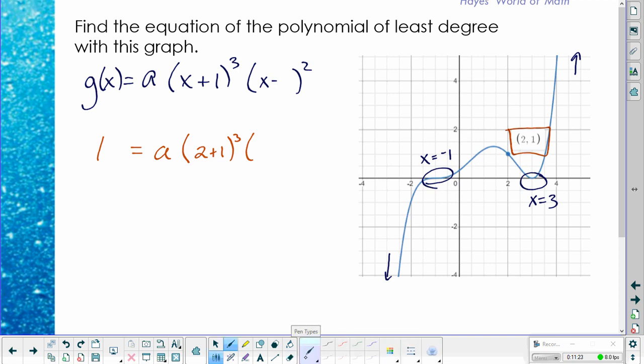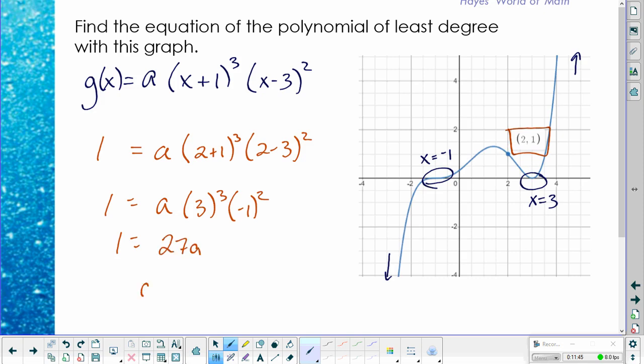Yeah, well, congratulations. But what ends up happening, a lot of people go ahead and instead of writing 2 plus 1, they'll just change it to 3, and we'll change this to -1 right away. It's obvious the math is not extremely hard. That's going to be 3 cubed times -1 squared. So that's going to be 27a. So a is going to equal 1/27.